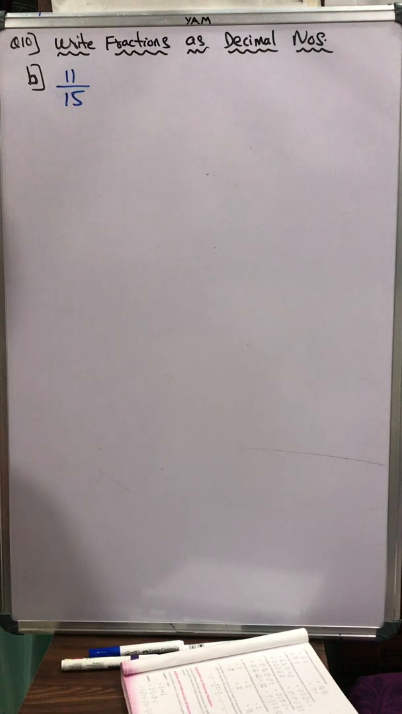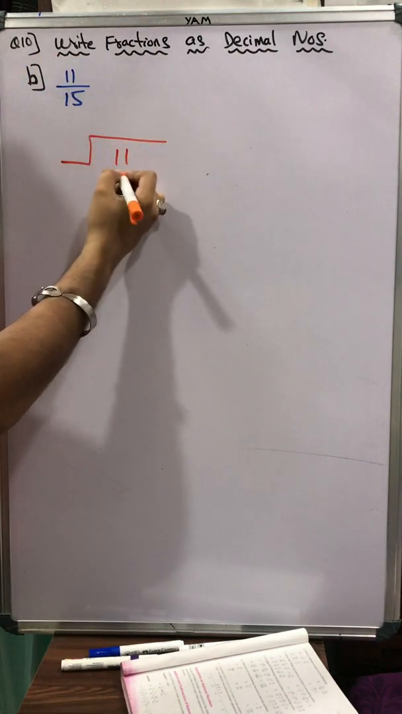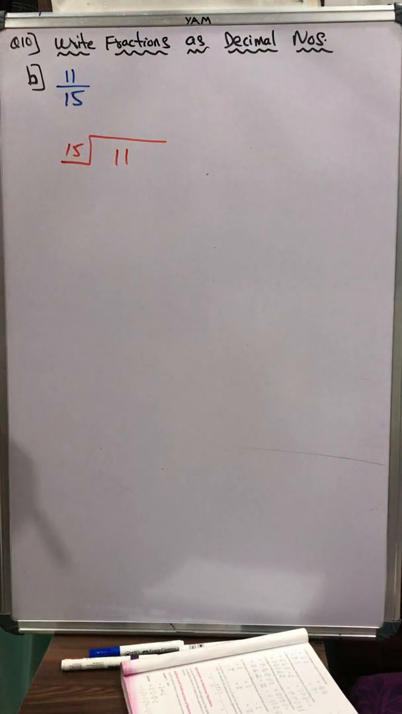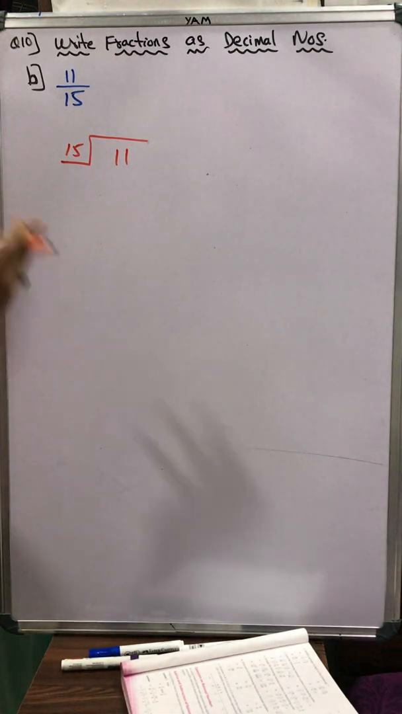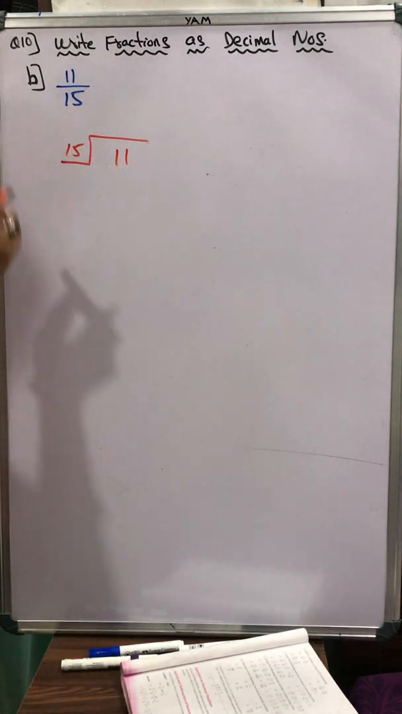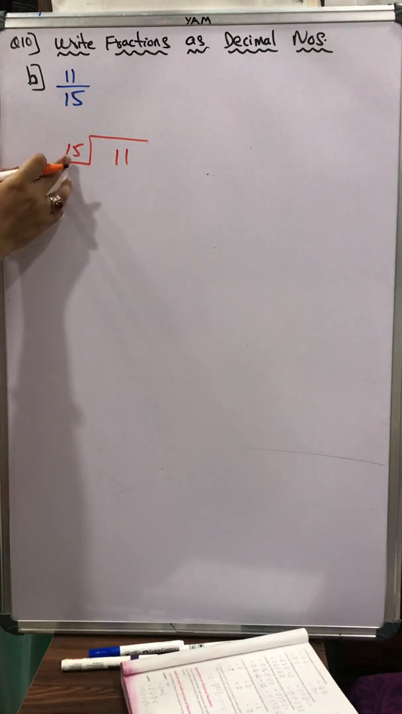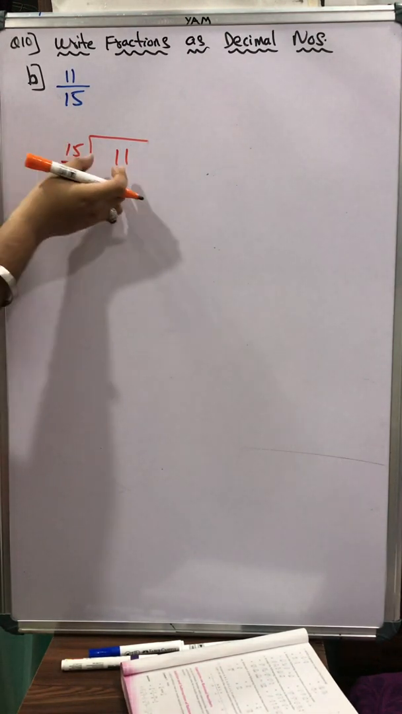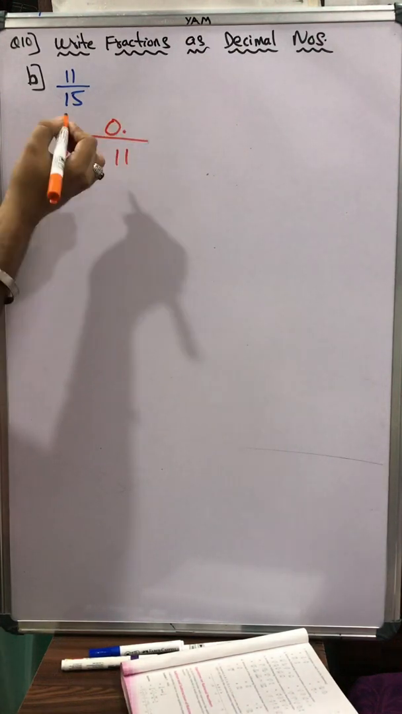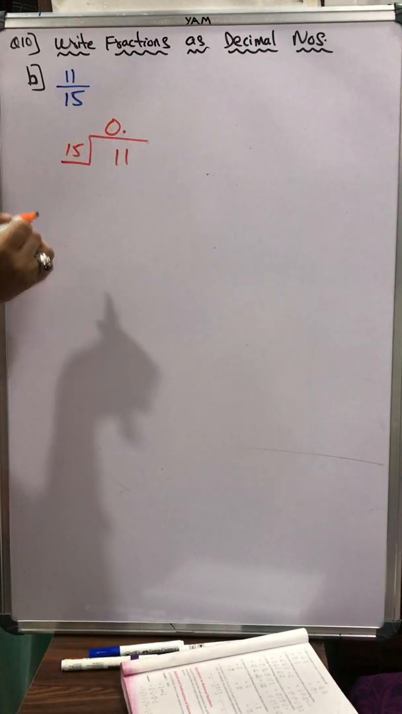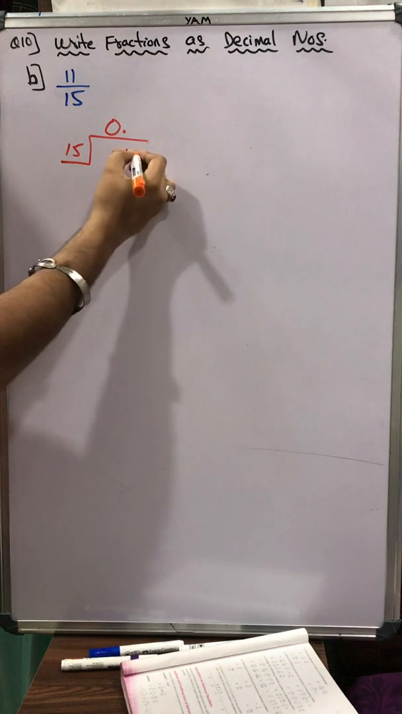So how to do it? 11 divided by 15. So I will say 11 will come here and 15 will come here. Okay, I know you all can do this, but still I am explaining why. 11 is a smaller number, 15 is a bigger number. So 15 is big and 11 is small. So what we do, we put 0 and then a point. The moment I put a decimal point, I can always put zeros. I can append zeros. So I'll put a 0 over here.